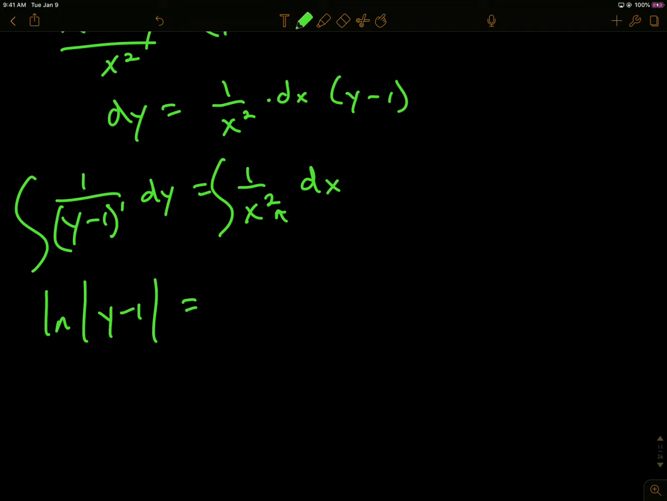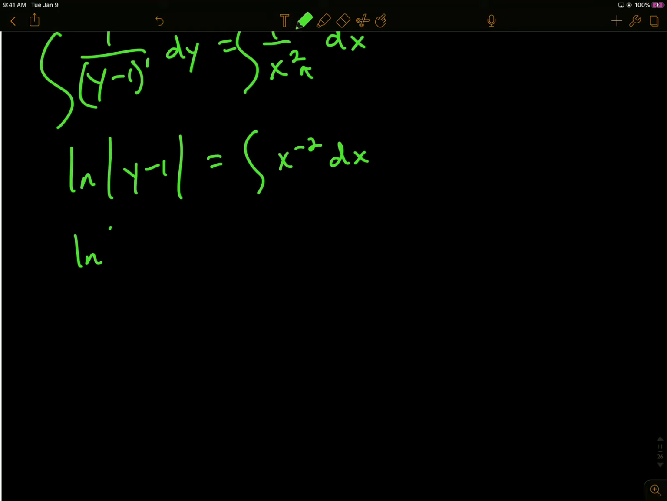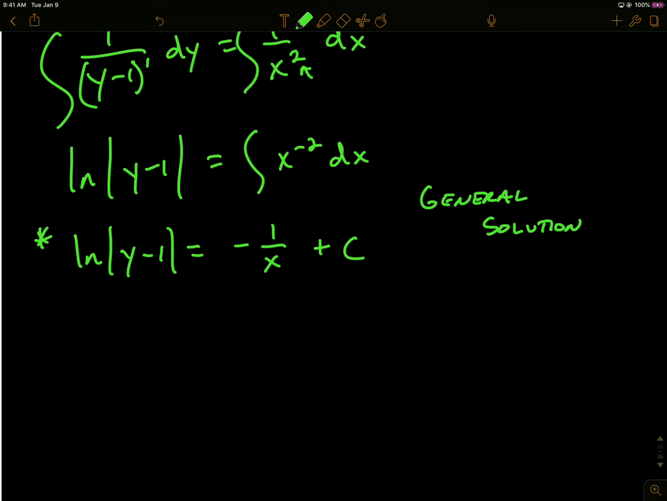So I'm going to rewrite this as the integral of x to the negative 2 dx. I'm going to apply power rule. So here I'm just going to carry along. I've already integrated the left side. On the right side, I'm going to apply power rule, and I'm going to get negative 1 over x when I do my power rule, and then plus c. I like to kind of stop and make sure we know this is our general solution, because now we're going to take a little time out and solve for c.